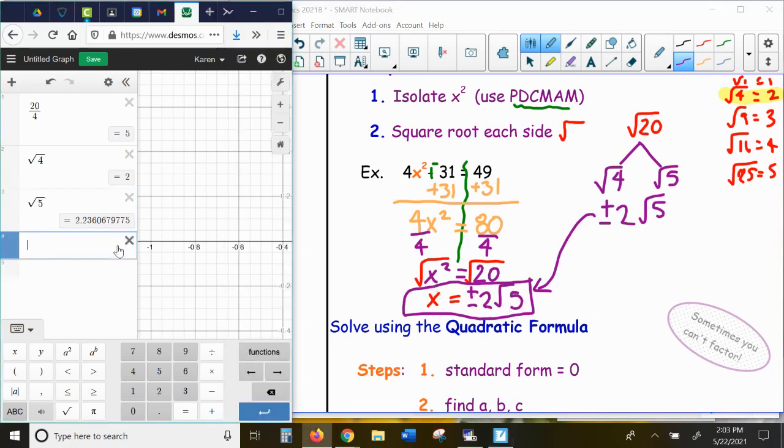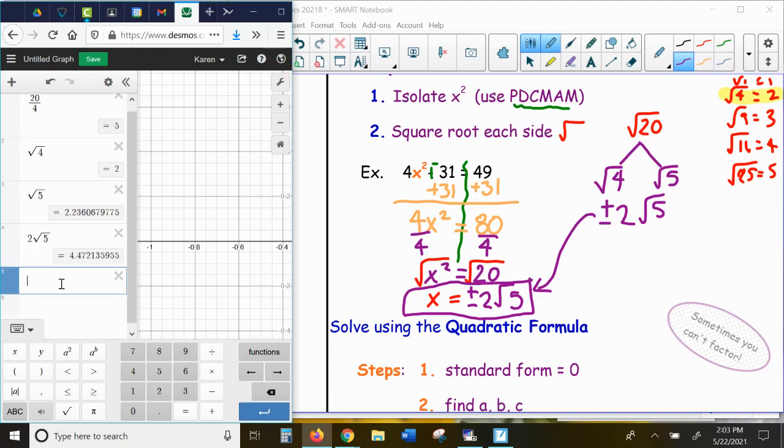So I could even put that in my calculator. So I could put in positive 2 radical 5. Look, it gives me 4.4 blah, blah, blah. The other solution is negative 2 radical 5. So when you see it written like this, that means there's 2 solutions. One of them is positive and one of them is negative. So we're saying that this equation here crosses the x-axis at this spot and this spot. So if we were to graph it, that's where it would cross.